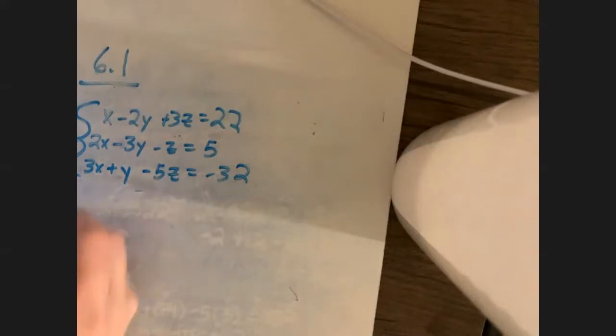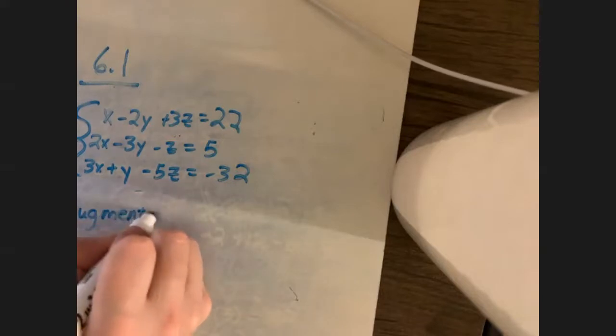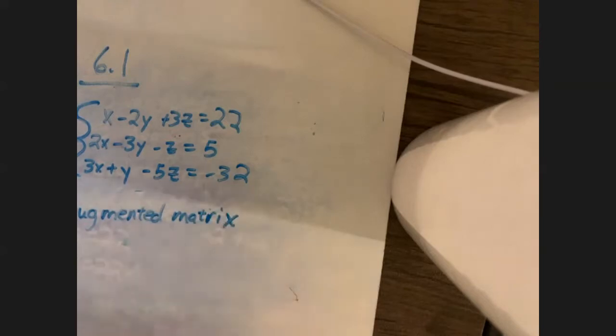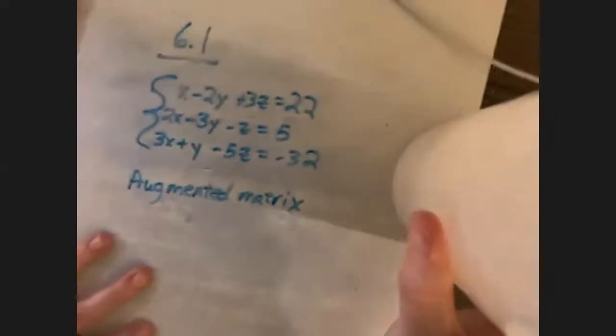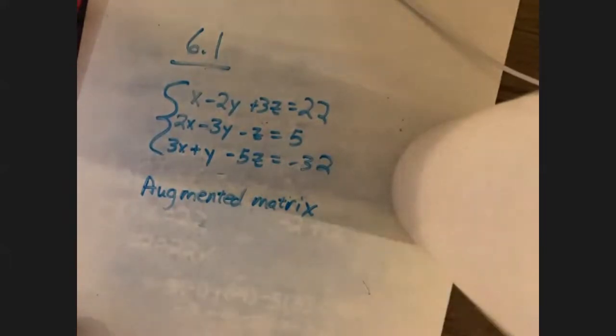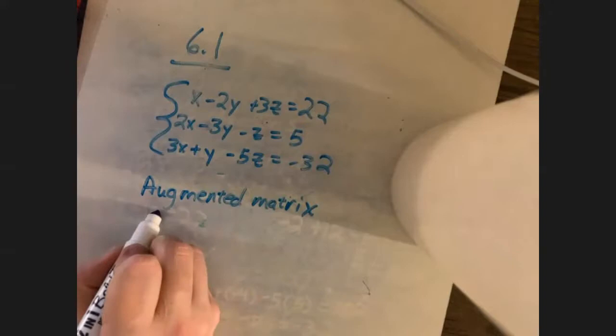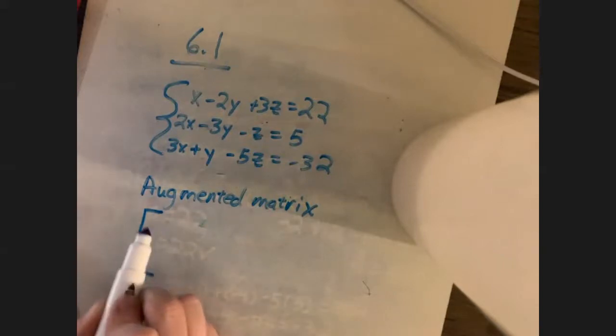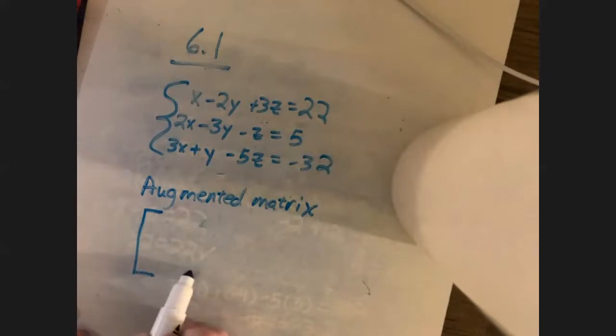Now, the first thing that we've got to talk about is an augmented matrix. Okay, now what this is going to look like is, this thing is going to be 3 lines of numbers. Okay, so the box here, this edge, is 3 lines of numbers. That's how big it is.